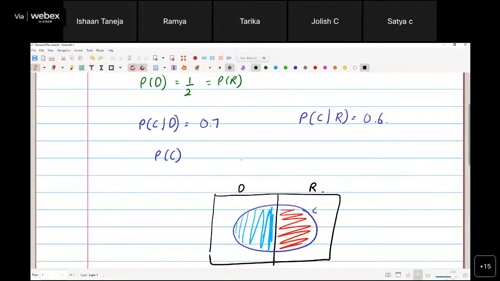What is the blue region? The light blue region is D intersection C, and the red region is R intersection C, right? So how can I find D intersection C now? I can write it as probability of C given D into probability of D. And the second one, I can write as C given R into probability of R, by the multiplication rule.